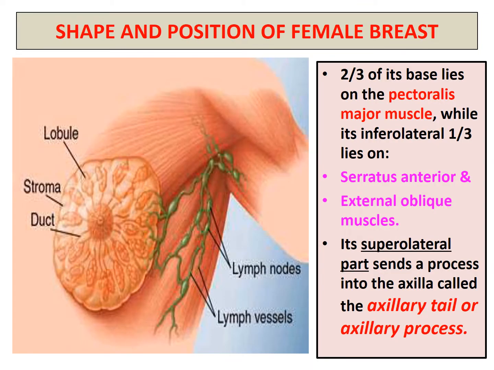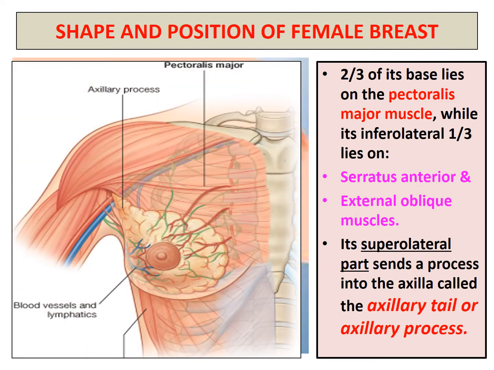Two-thirds of its base lies on the pectoralis major muscle, while its inferolateral one-third lies on the serratus anterior and external oblique muscles. Its superolateral part sends a process into the axilla called the axillary tail or axillary process. It is clearly stated in the diagram.